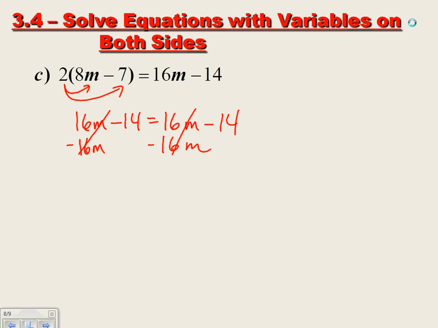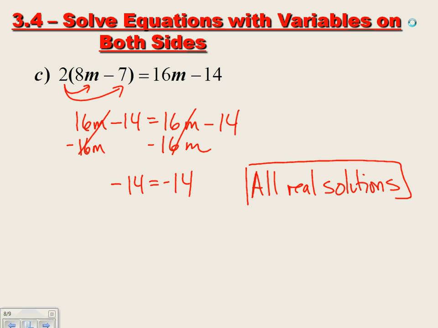These cancel out, and something funny happens at this point. I get -14 equals -14. There's a special name for this when the left side completely equals the right side. The answer we give to this is all real solutions. In a problem where the left side definitely does not equal the right side, we say no solution. But for this one, since the left side equals the right side, we give it all real solutions.